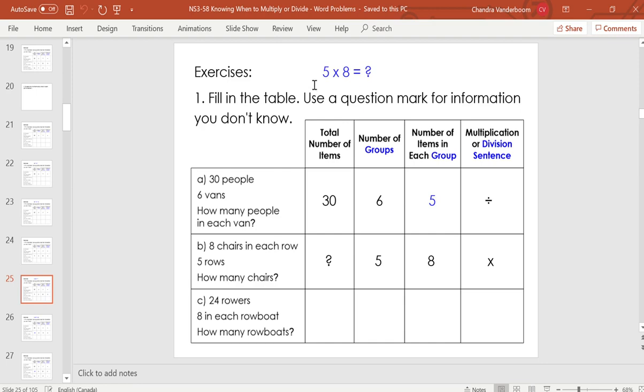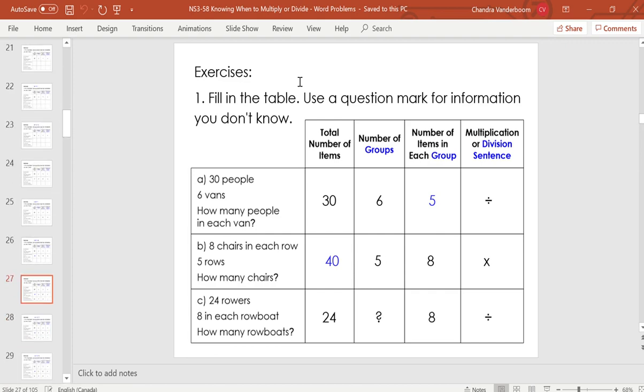Well, we can skip count. We can either skip count by 5s or 8s. I think it's easier to skip count by 5s. So let's skip count by 5, 8 times. Get those hands and fingers ready. And we have 5, 10, 15, 20, 25, 30, 35, 40. So 40 chairs is our answer. And if we wrote it in a complete sentence, we would say there are 40 chairs altogether.